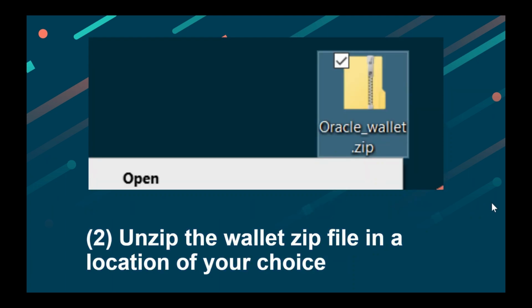Next, you should unzip the wallet zip file in a location of your choice. This should happen on the same machine that is hosting the atom that you're going to connect. Make note of the full path for that location so you can reference it later.